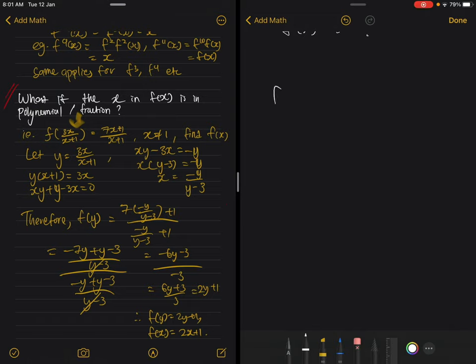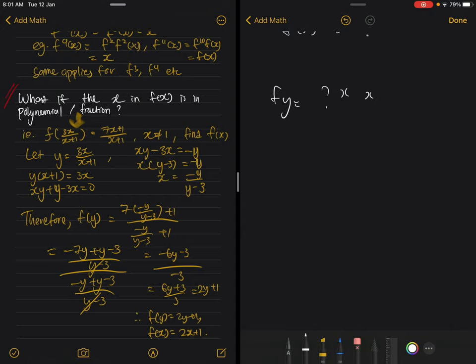So that means fy equals to the number here. But these are all x's. So you still can't get the answer yet, because you want to make sure that y appears on both sides. So how do we do that, you may ask?